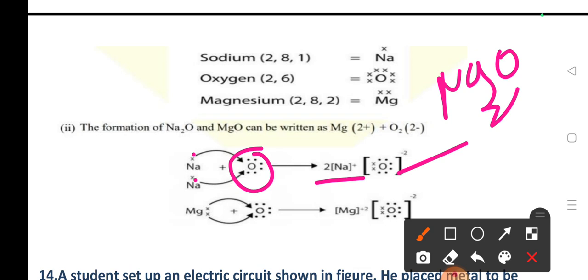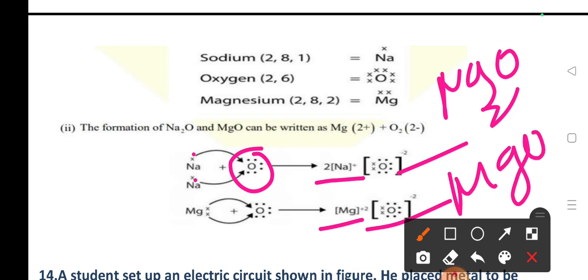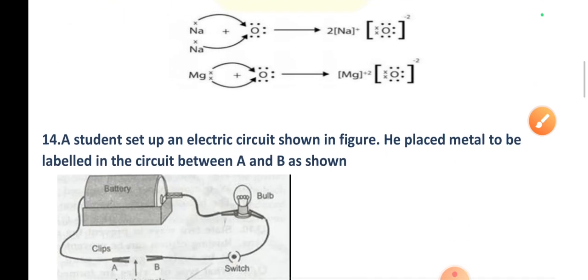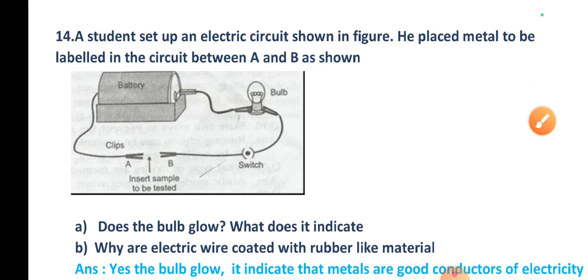In the same way, magnesium has 2 electrons in its outermost shell, which are donated, and oxygen requires 2 electrons. That's why 1 magnesium reacts with 1 oxygen. Magnesium donates 2 electrons, and oxygen accepts those two electrons. Now what is its formula? It's MgO. Here it was Na2O, here MgO. I think you understood. If not understood, watch my live class done in Kannada medium.